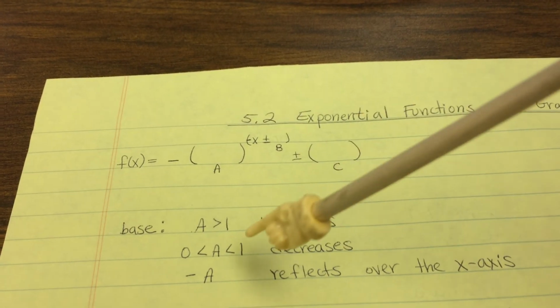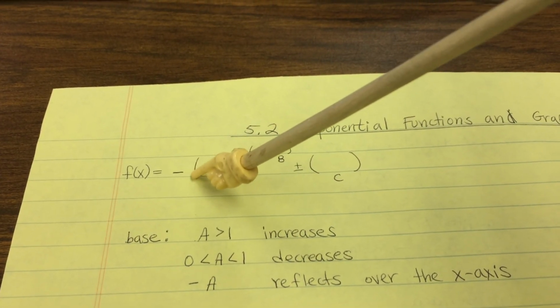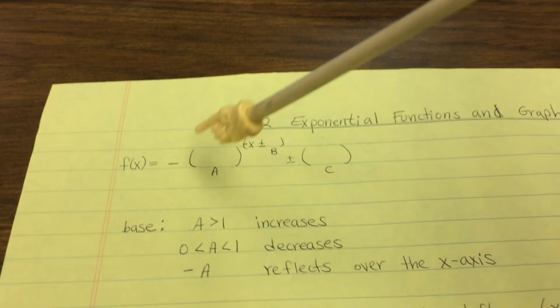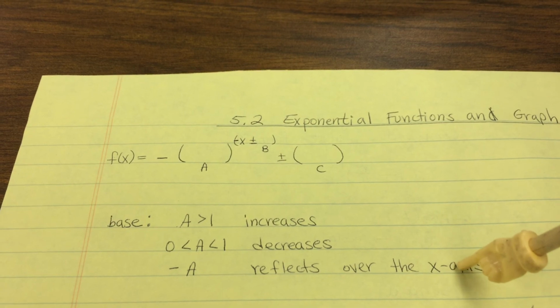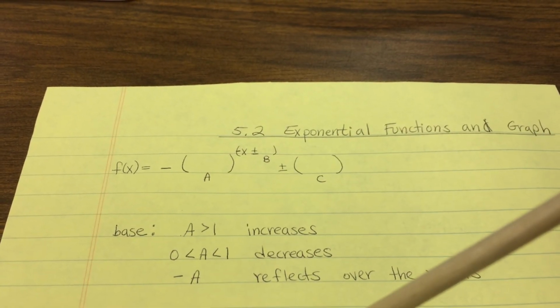Okay? Then we have a negative in front of the a, so that's when this comes into play. So you won't always have a negative in front, but if you do, then the picture will reflect over the x-axis. So it's going to flop down from the x-axis.